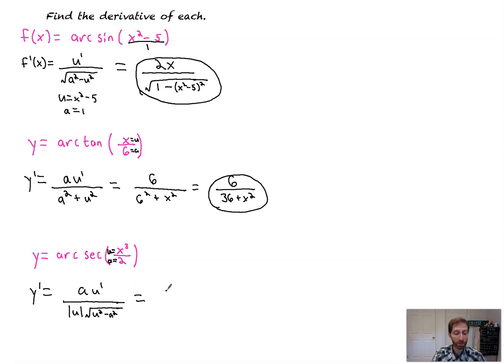So a is 2. U prime is the derivative of x cubed, which is 3x squared, all over. Now we got to plug in our values. The absolute value of u would be the absolute value of x cubed times the square root of u squared. So we're going to square x cubed, and then we're going to subtract out 2 squared. I'm just plugging and chugging, and then I'll go and simplify in this step. 2 times 3 is 6 in most nations, so it'll be 6x squared over the absolute value of x cubed, times the square root of x cubed squared, which is x to the 6th, minus 4.